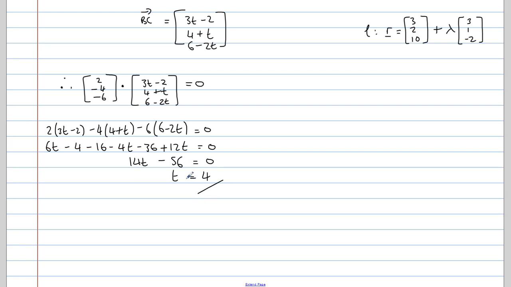Now that I know the value of t, I can just use that in my equation up here to find OC, and I get 3, 10, plus 4 lots of 3, 1, minus 2. 3 plus 12 is 15. 2 plus 4 is 6. 10 minus 8 is 2. So the coordinates of C are 15, 6, 2.